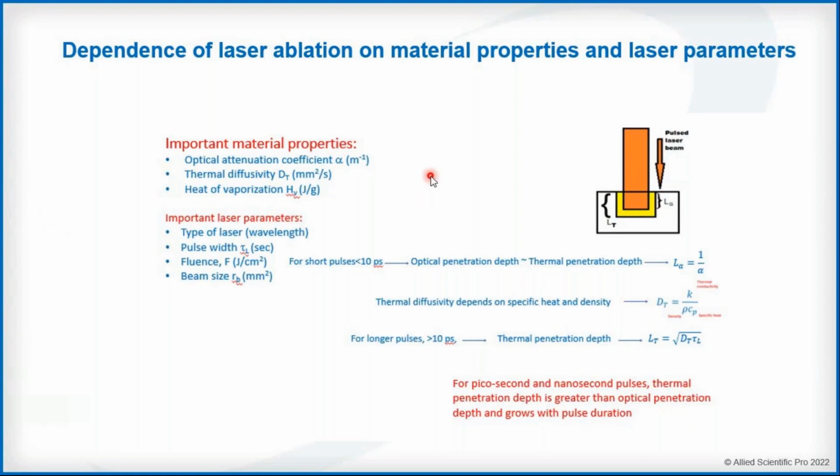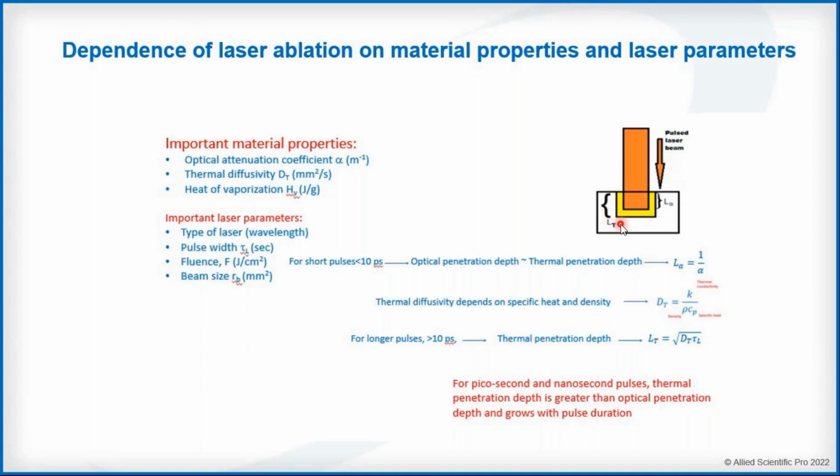If the pulses are less than 10 picoseconds, the optical penetration depth is the same as the thermal penetration depth, so there's no heat outside of this L alpha. But if the pulses are greater than 10 picoseconds, the thermal penetration depth is greater than L alpha.